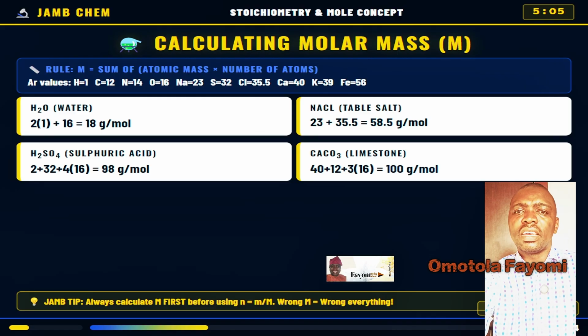Memorize this. Water, H2O, that's 2 times 1 plus 16 equals 18 grams per mole. Sodium chloride, NaCl, 23 plus 35.5 equals 58.5 grams per mole. Sulfuric acid, H2SO4, that's 2 plus 32 plus 4 times 16, that's 98 grams per mole. Calcium carbonate, CaCO3, that's 40 plus 12 plus 3 times 16, that's 100 grams per mole. These 4 compounds show up in JAMB constantly. Know their molar masses by heart.